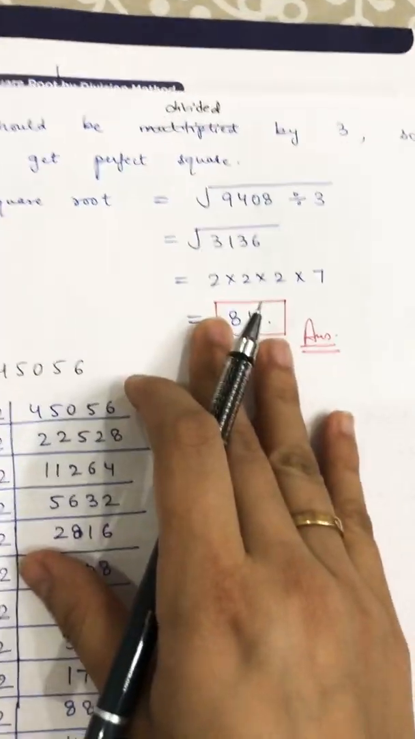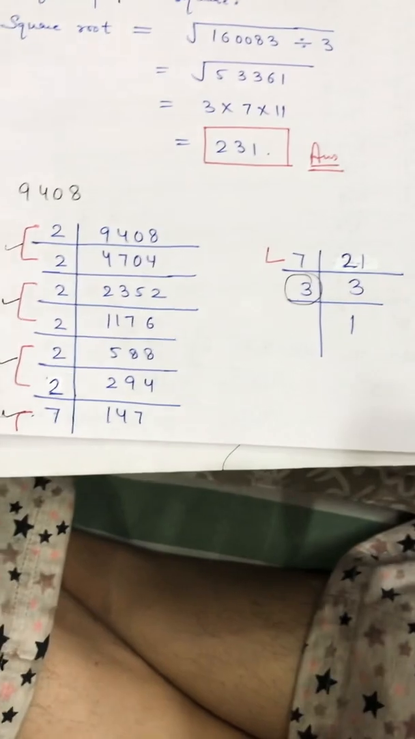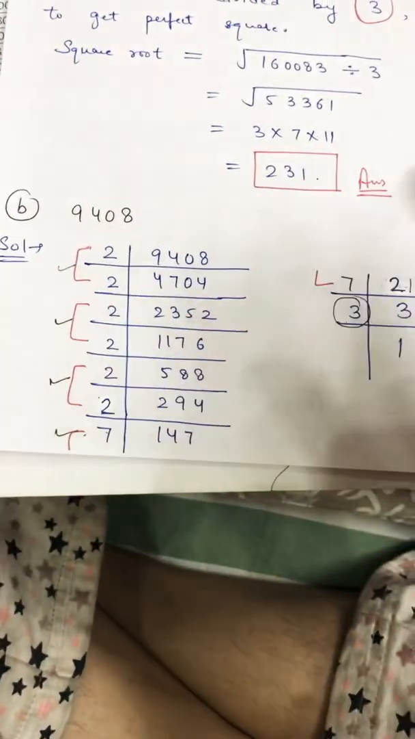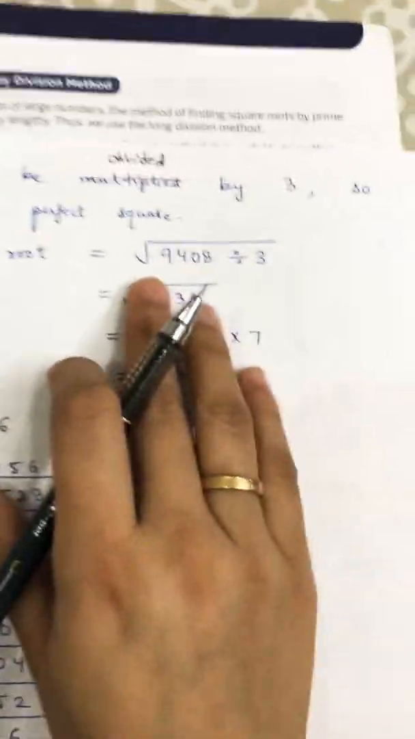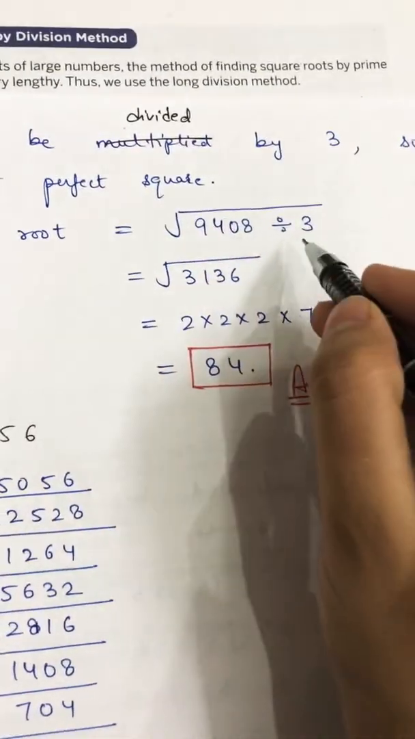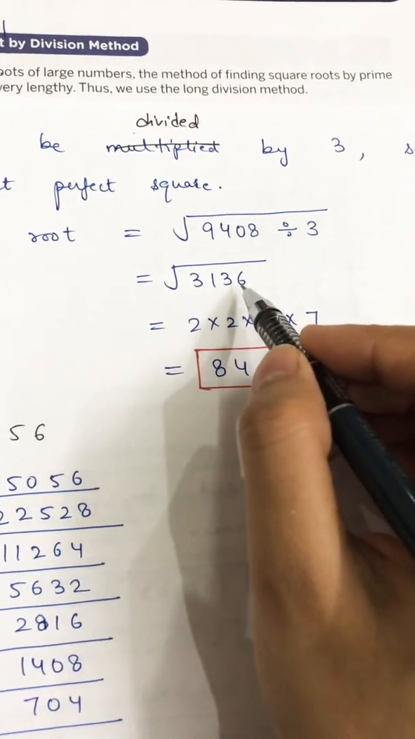If we'll divide with 3, that single number 3 will get removed. Okay, now we are having all the numbers in the pair. Now what is your statement? 9408. Okay, so find out the square root. Write down here 9408 divide with 3. So you will get 3136.